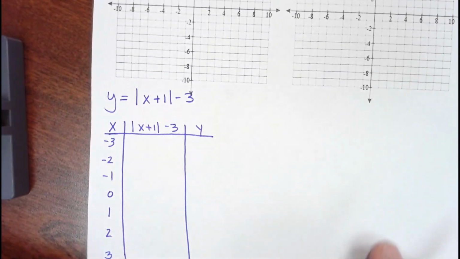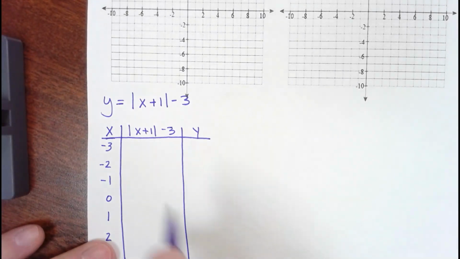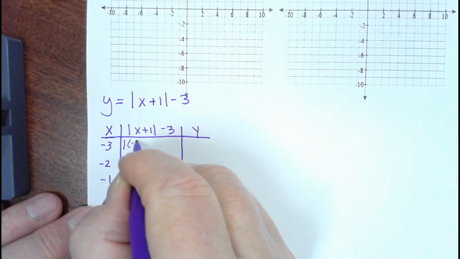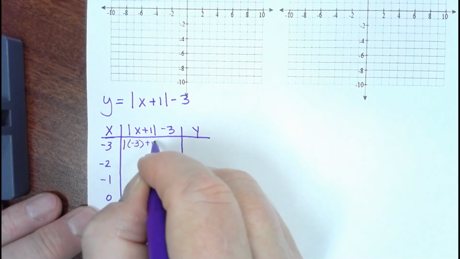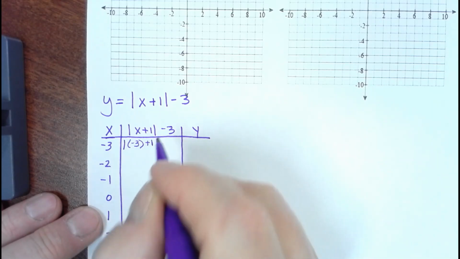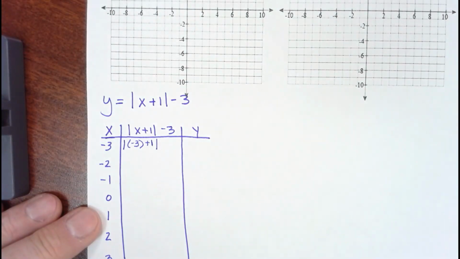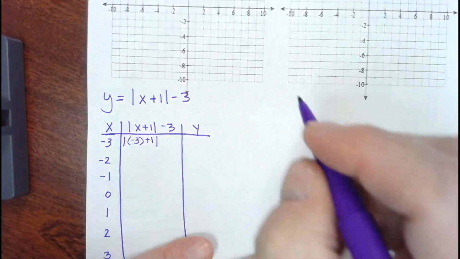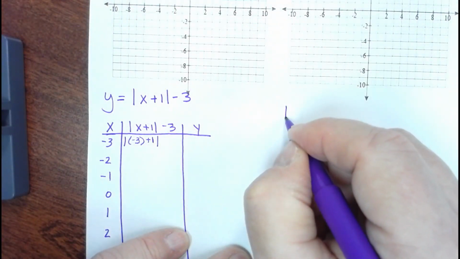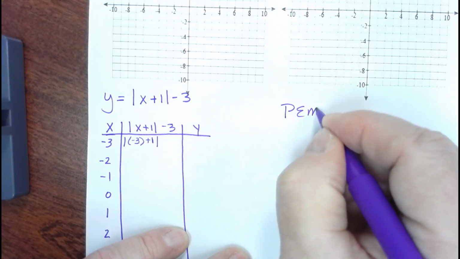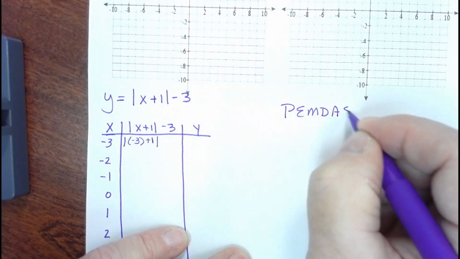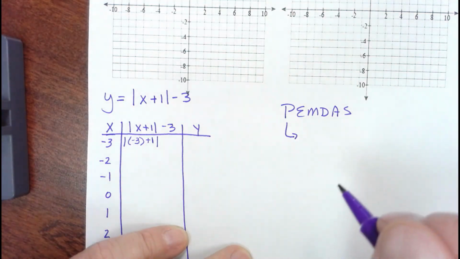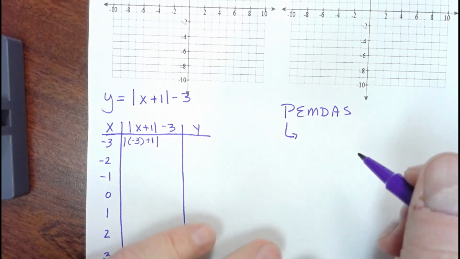And I'm going to substitute using parentheses the absolute value of negative 3 plus 1. Now remember, PEMDAS, and for those of you who are new, again, I'm not trying to talk down to you, I'm just trying to make sure you're on the same page.